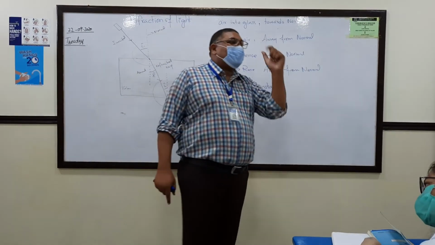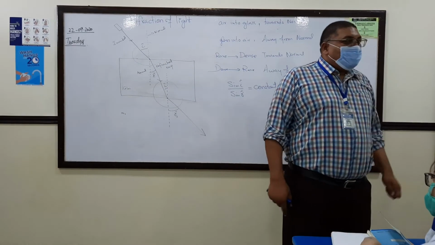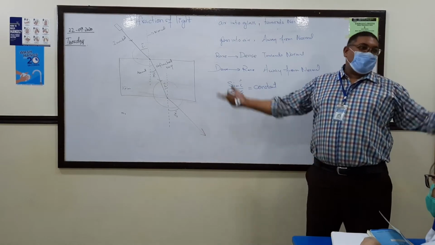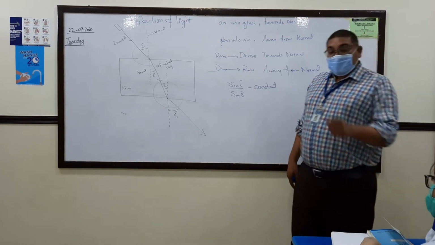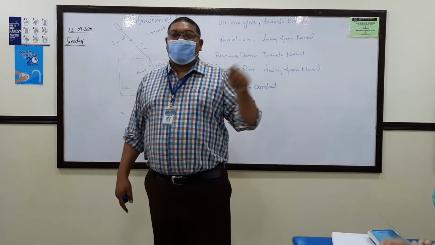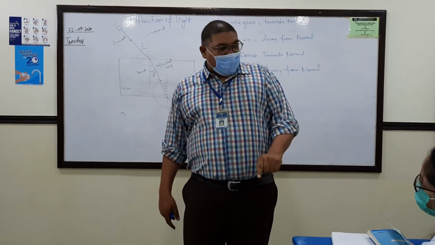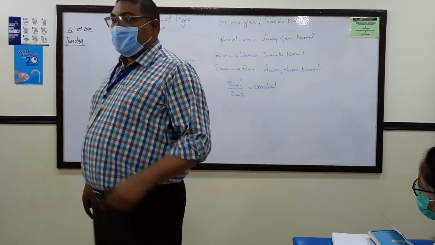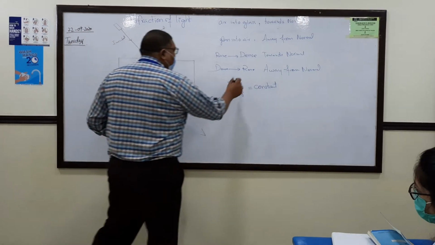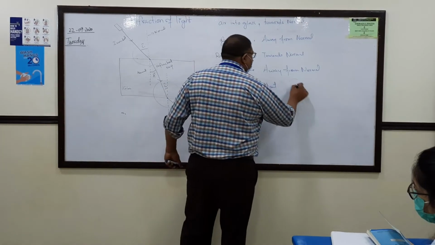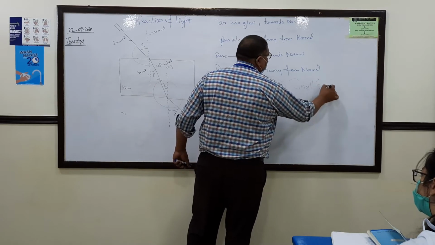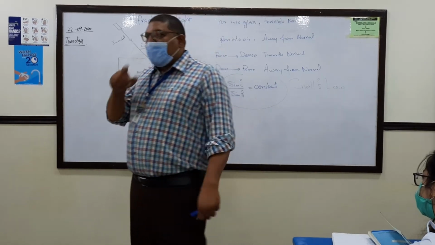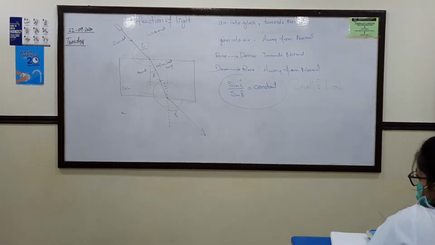But an interesting fact you will observe: whenever you take sine I by sine R, the value will always be the same. The ratio of the sine of the angle of incidence and the sine of the angle of refraction always remains constant. This has a very famous name. We call it Snell's law. Snell's law. Sine I by sine R is constant.